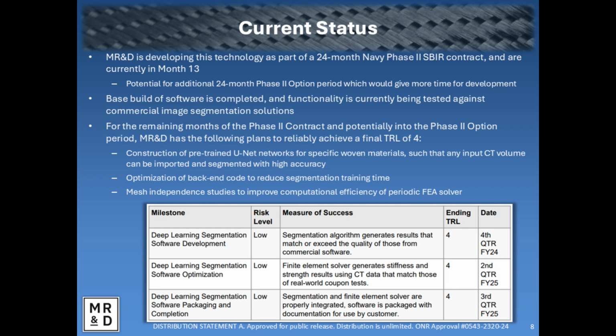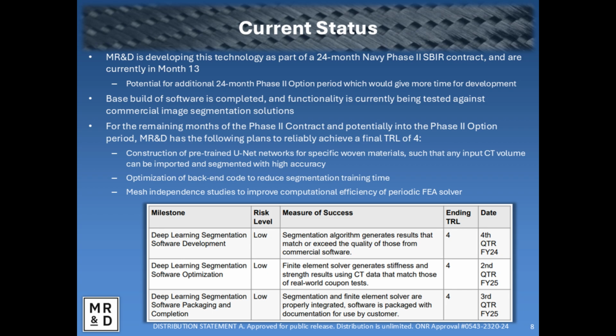MR&D has made great strides to develop the software into what it is today. We have created and stress tested multiple builds of the software over the course of the Navy Phase 2 effort. For our software to reliably approach a technological readiness level of 4 for implementation into assembly line or design environments, MR&D has outlined a few goals and milestones we'd like to achieve.